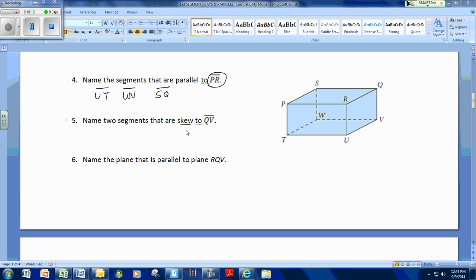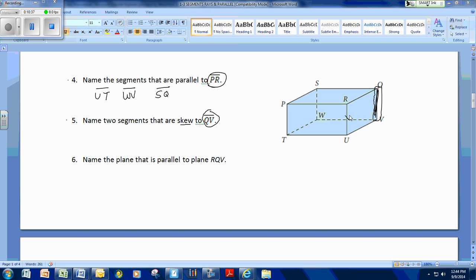Next, we're going to talk about skew segments, okay? Skew lines. Those are going to go in different directions, but will not intersect the given segment. So let me highlight QV. This is segment QV right here. Now I want to pick lines or segments that are not going to intersect that segment but don't go in the same direction, okay?